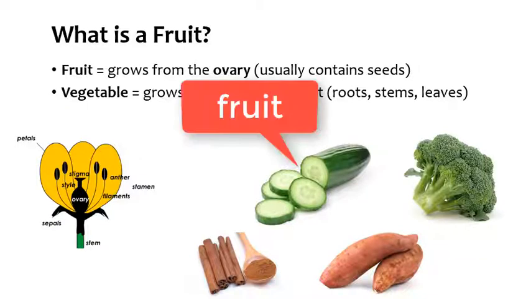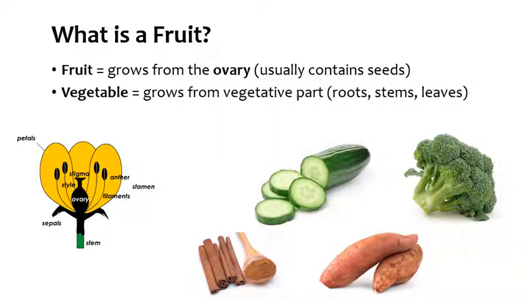The cucumber is the only fruit. Cinnamon comes from the bark of a tree. Sweet potatoes are the roots. Broccoli are stems and undeveloped flowers. They haven't developed an ovary or seeds, so they're not a fruit.